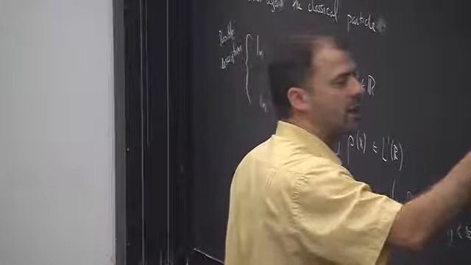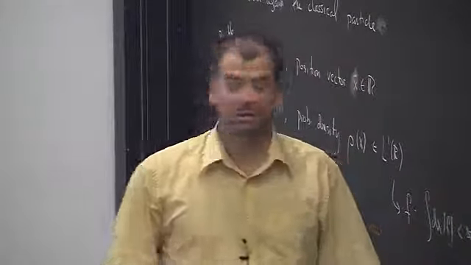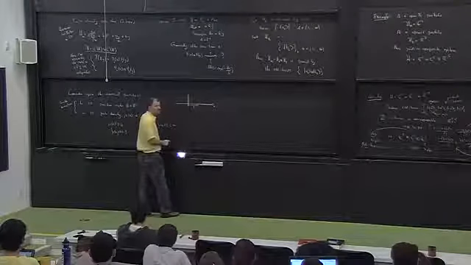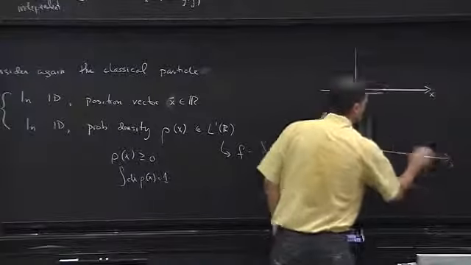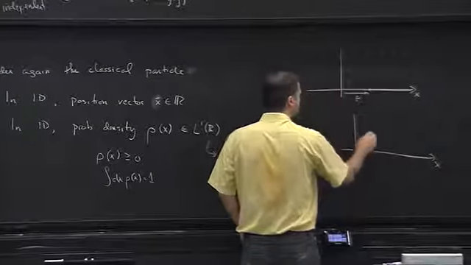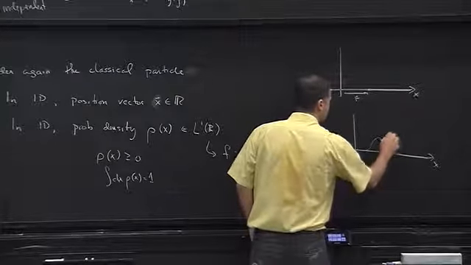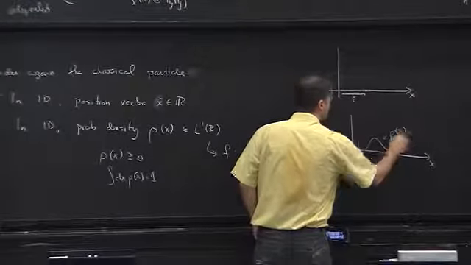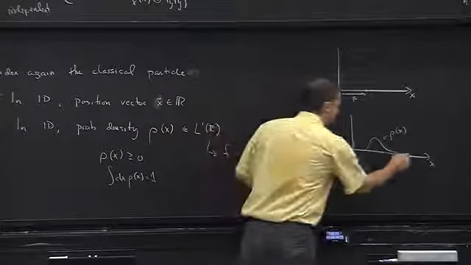I can either describe it via some vector r, which is where the particle is. That's description 1. Or I can assign a probability density and say, okay, well, the particle is somewhere here. So this is my rho of x. All right, so some probability density, which is going to tail off.